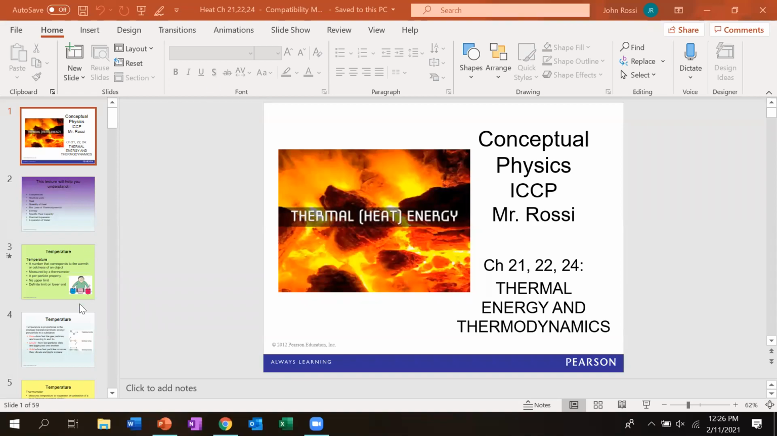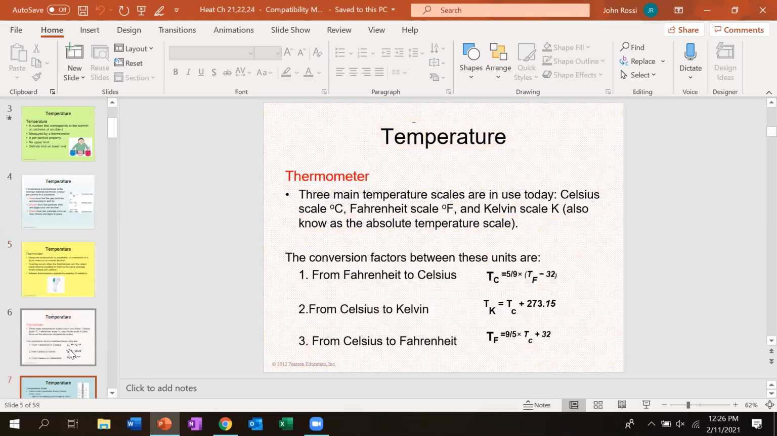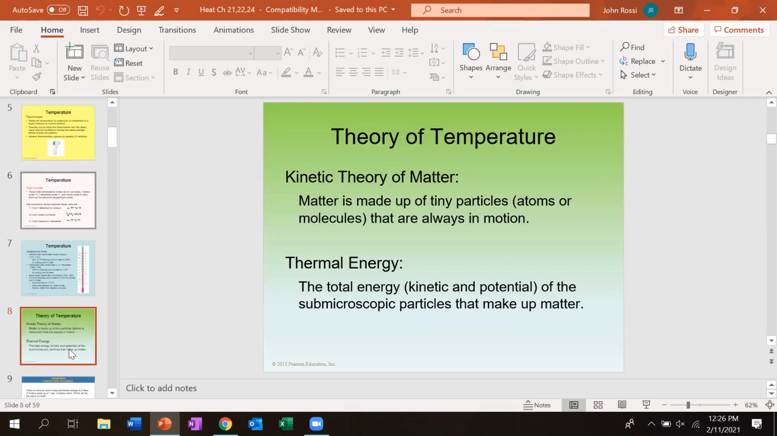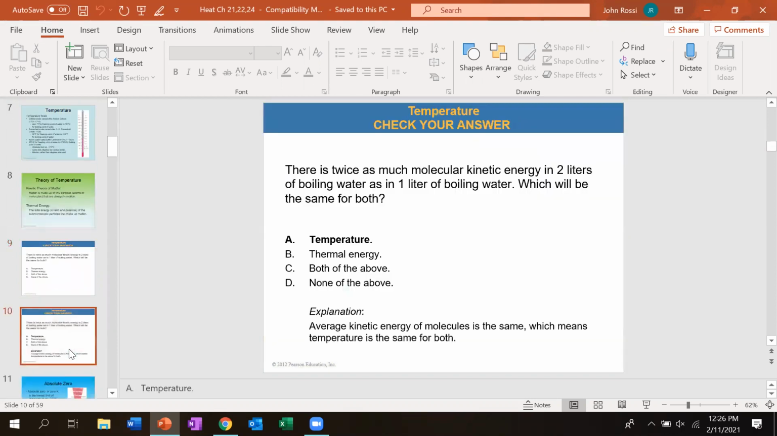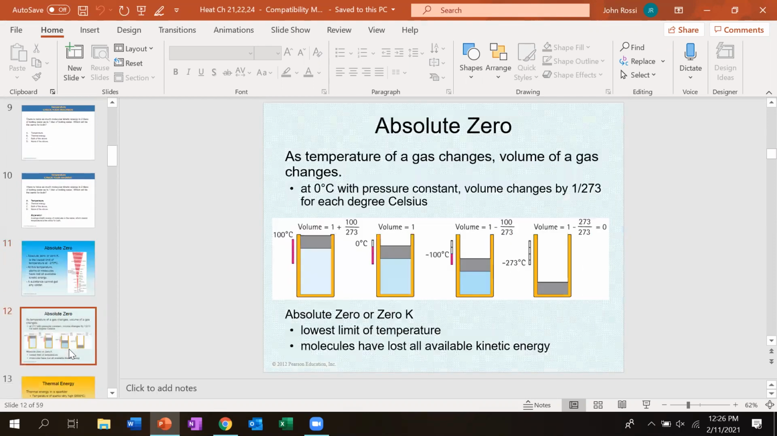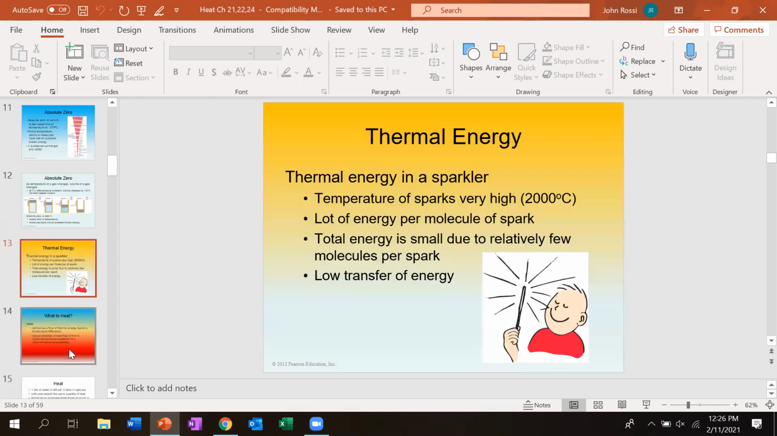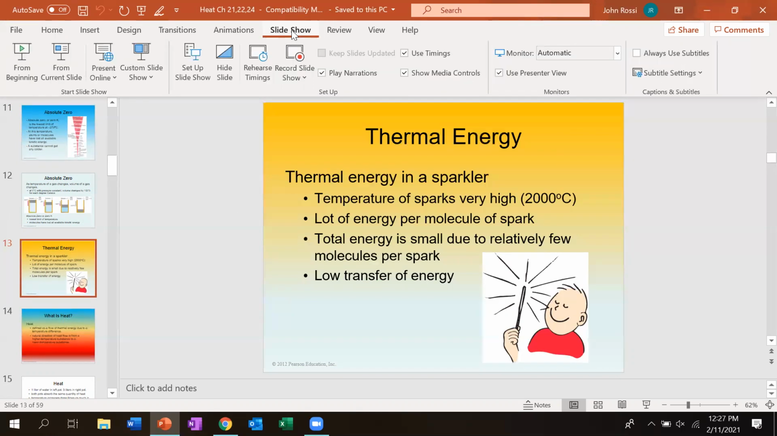So we did get through a lot of talk about temperature and how temperature is a measure of kinetic energy. We talked about how low it can go, to absolute zero, at 0 degrees Kelvin or negative 273 Celsius, which is the absolute lowest you can go. And we left off talking about thermal energy.